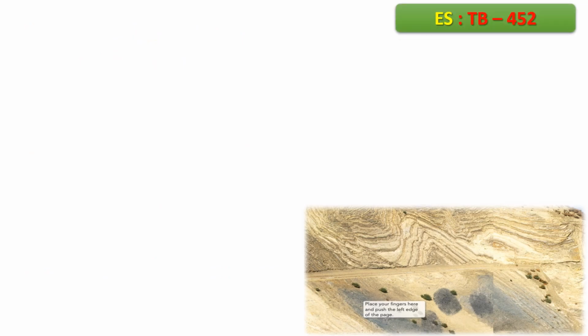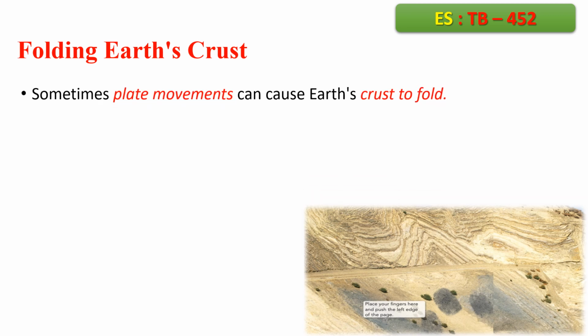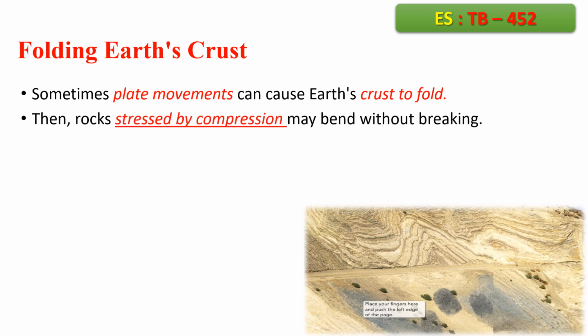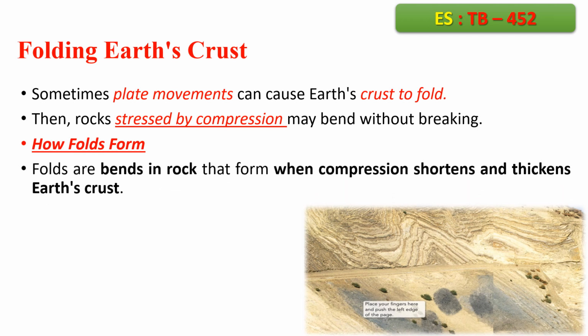Now we can check one kind of land formation, folding Earth's crust. Sometimes plate movement can cause Earth's crust to fold. Rock stressed by compression may bend without breaking. That may help in the formation of the folding Earth's crust. How are folds formed? Folds are bends in rock that form when compression shortens and thickens Earth's crust.